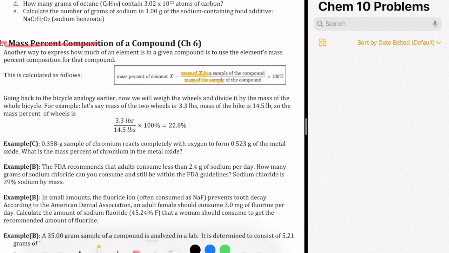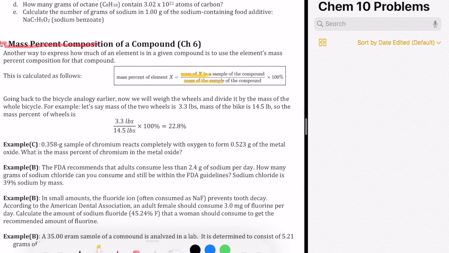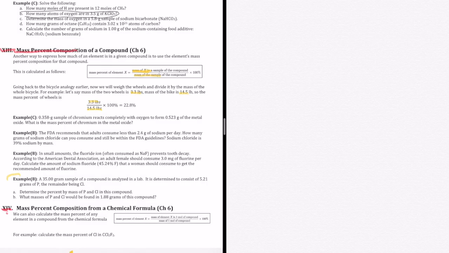So if you remember in the previous video, I had talked about this bicycle analogy to how to calculate number of atoms from a compound. We can use the same analogy to illustrate the idea of mass percent. So for example, let's say every bicycle has two wheels. And in this case, let's say the mass of both wheels combined together is 3.3 pounds and the bike itself is 14.5 pounds. So if you want to calculate the mass percent of the wheels, you would take 3.3 divided by 14.5 times 100%, which gives you 22.8%.